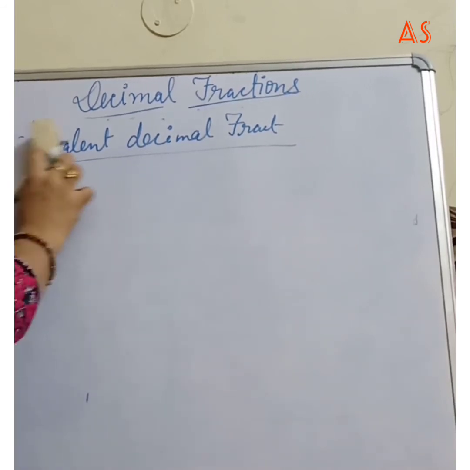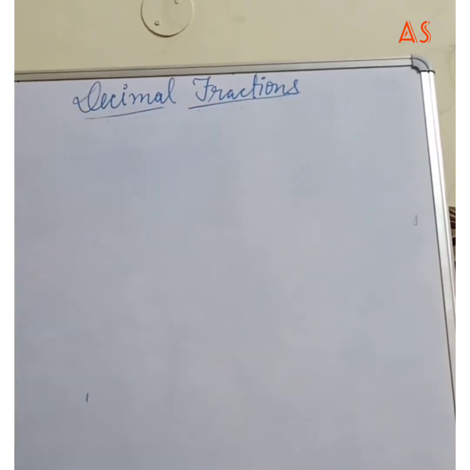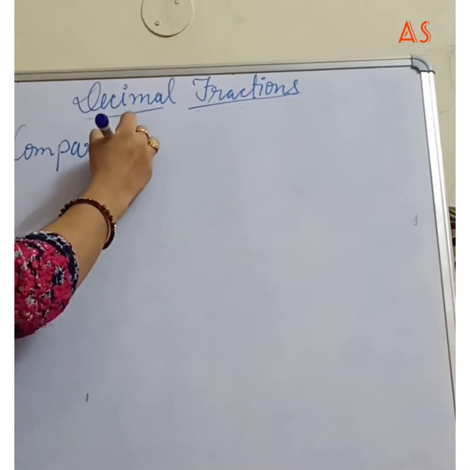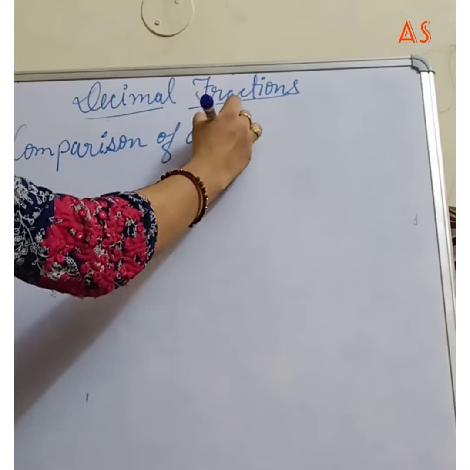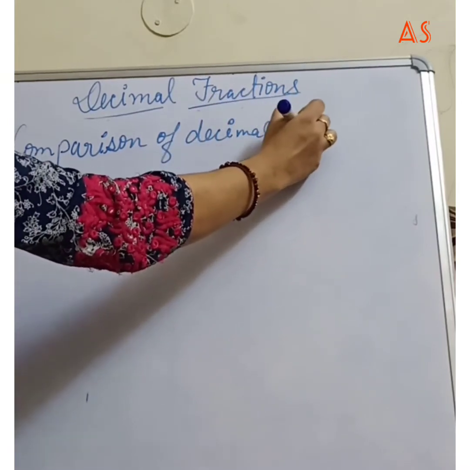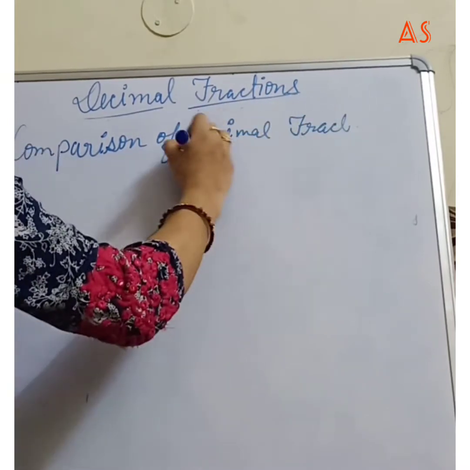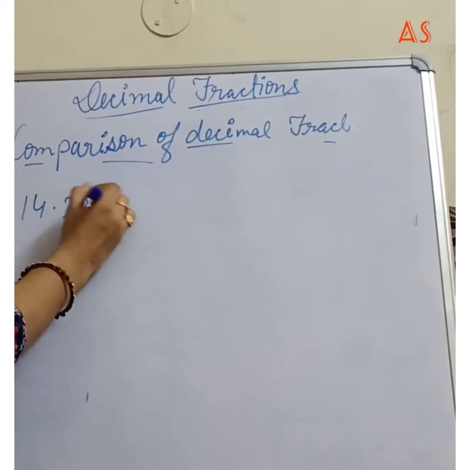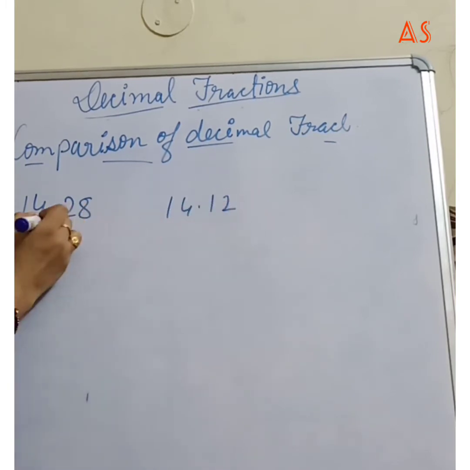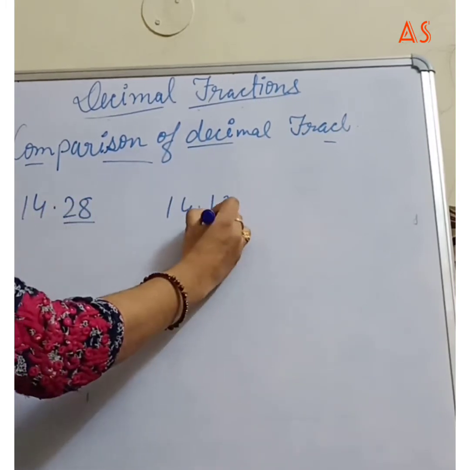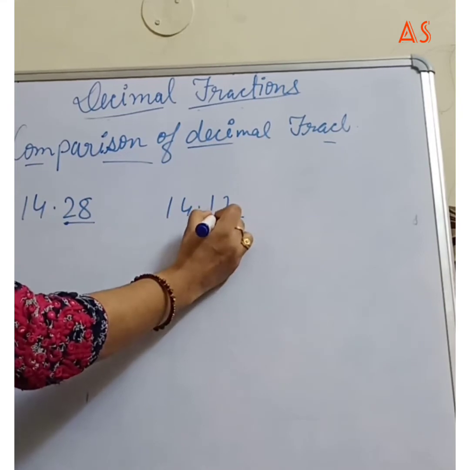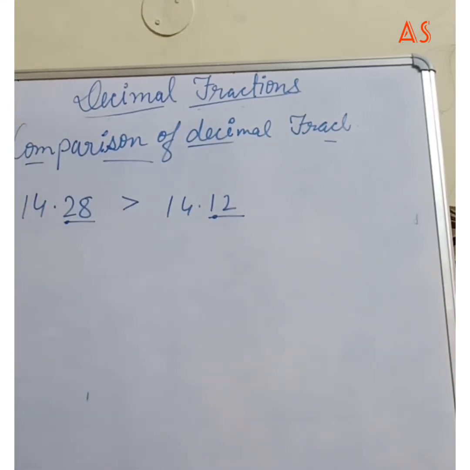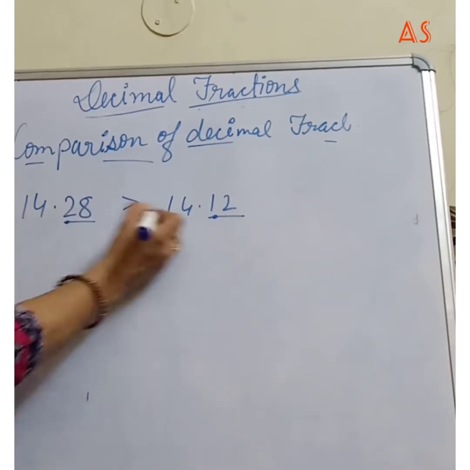Next is comparison of decimal fractions. Suppose 14.28 and 14.12. Now you can check after the decimal, 28 and 12. First value 2, second value 1. So of course 2 is greater. Okay, so 2 is greater. This is a like fraction. You can get it, the first digit is the same.